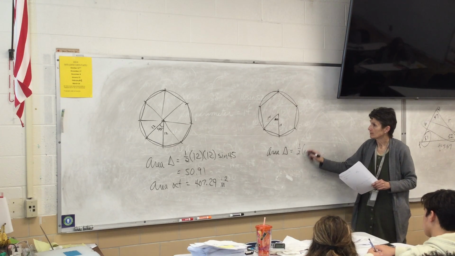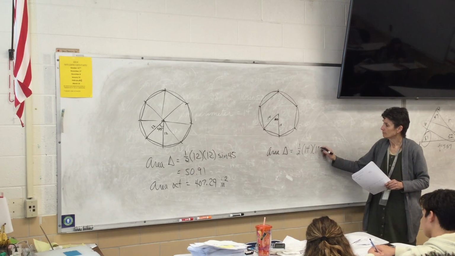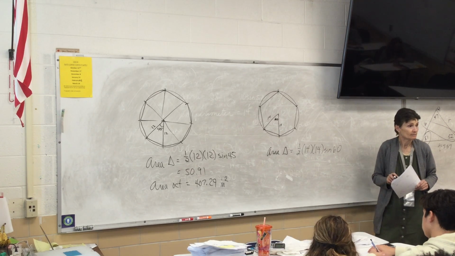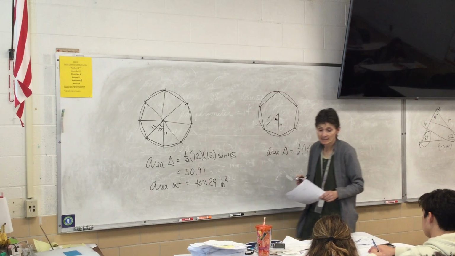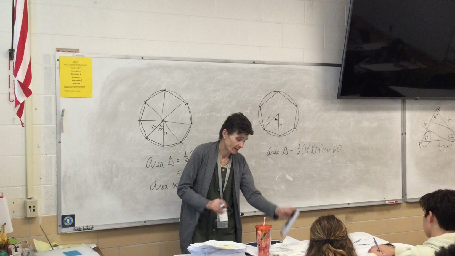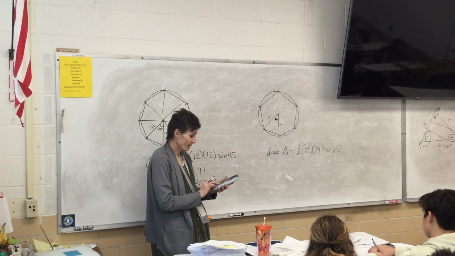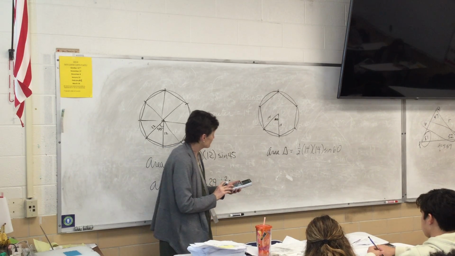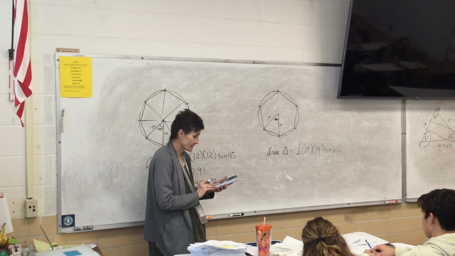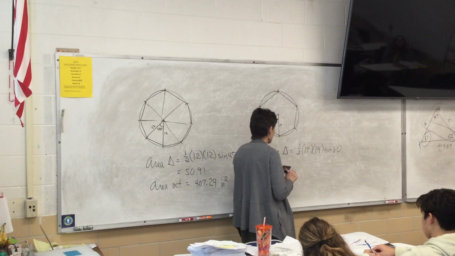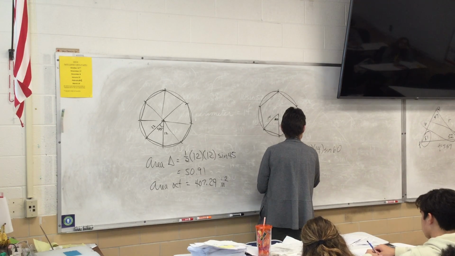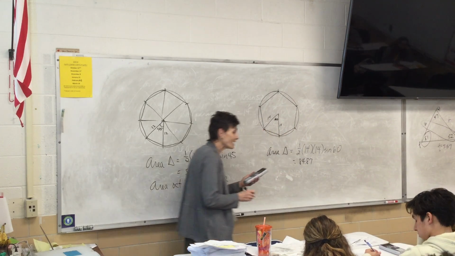1/2, 14, 14, sine 60. 1/2 side, sine, guys, remember that? 1/2 side, sine. So here we go, turn it on, 1/2 times 14 times 14 times sine 60. I got 84.87 for the triangle.